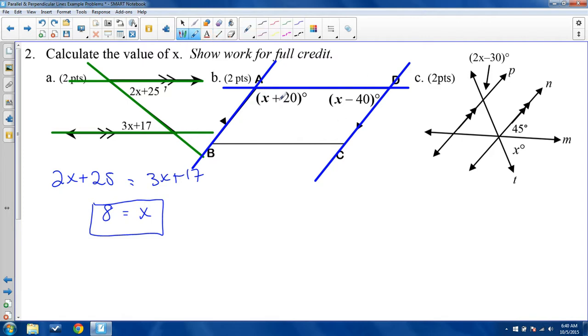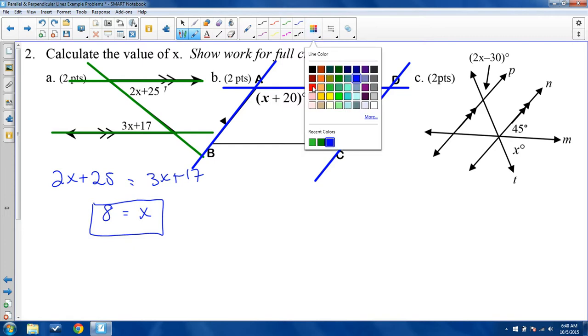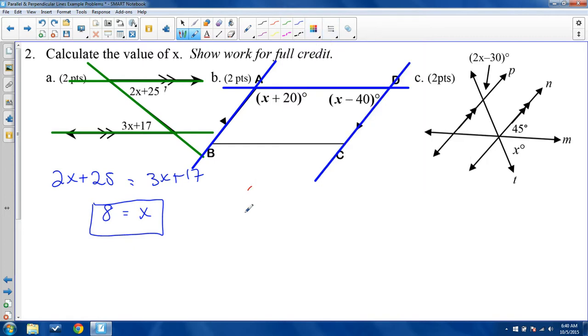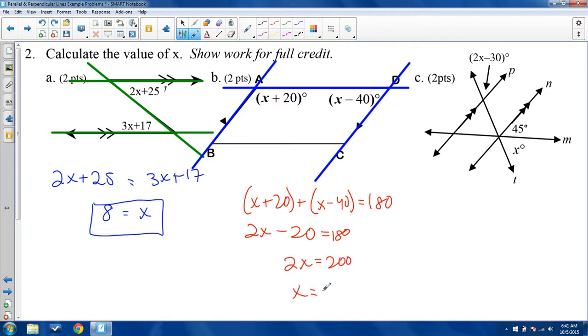These two are now same side interior angles. And when lines are parallel, same side interior angles are supplementary. So what I'll do is add these up, and I'm going to get 180 degrees. x plus x is 2x. 20 minus 40 is negative 20. You add 20 to both sides, you get 2x equals 200. Divide by 2, and you get x equals 100. Again, if you plug it in here, this would be 120, and this would be 60, and those indeed add up to 180.